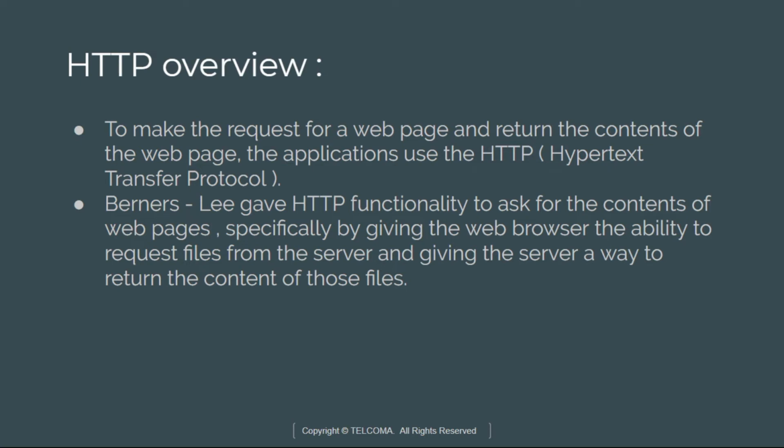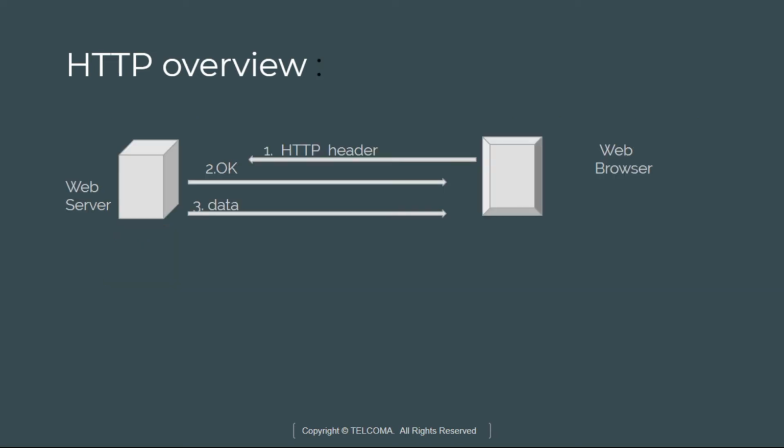HTTP overview. Suppose we open a browser and we want to request a web page. To request the web page and return its content, the application uses Hypertext Transfer Protocol. HTTP functionality gives the web browser the ability to request files from the server, and gives the server a way to return the content of those files. Suppose we have a web server and a web browser: HTTP header, and then data transmission.